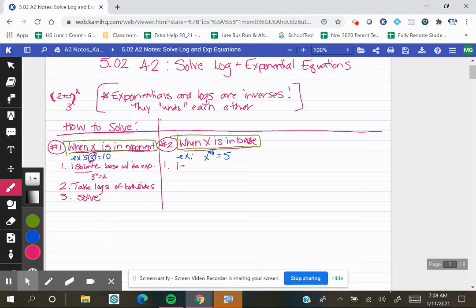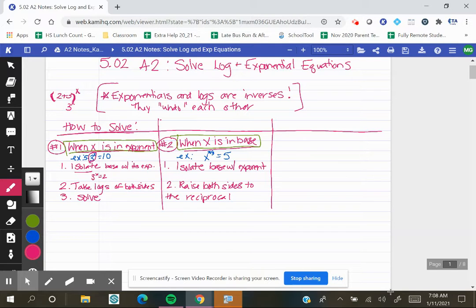So what you would want to do first is isolate. In this case, it's already isolated. So isolate your base with the exponent, meaning you want to get that x to the 2/3 all by itself. And then what you're going to do is raise both sides to the reciprocal. And we talked about this a little bit last class as well. I mean, sometimes you're going to want to take the square root, and that's fine. That might be easier for you, or the cube root.